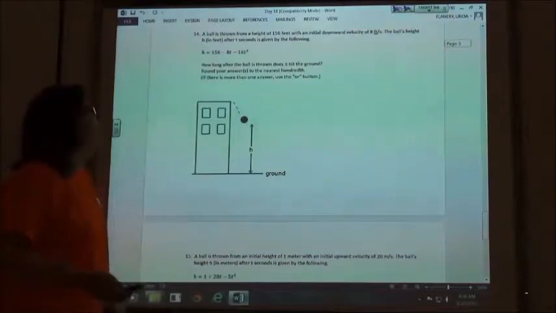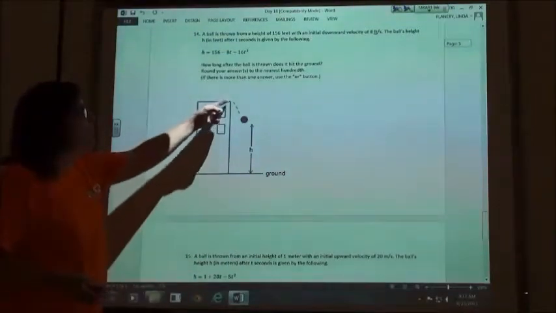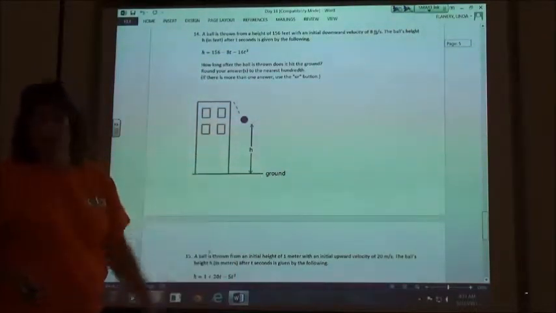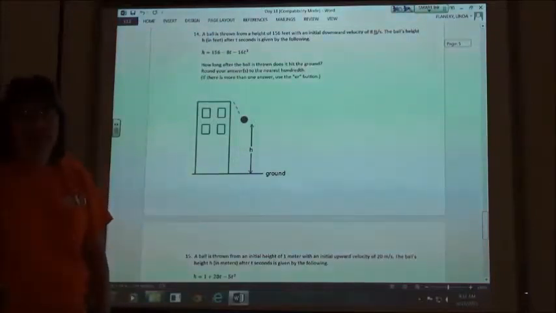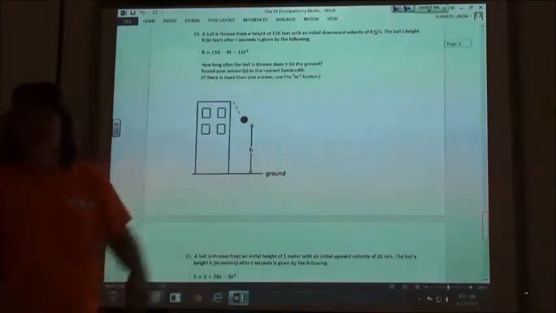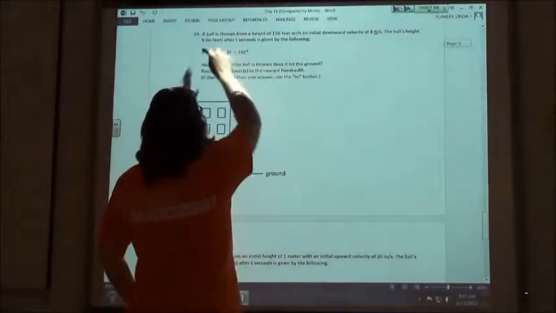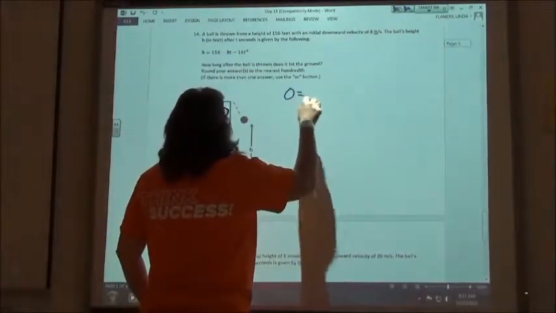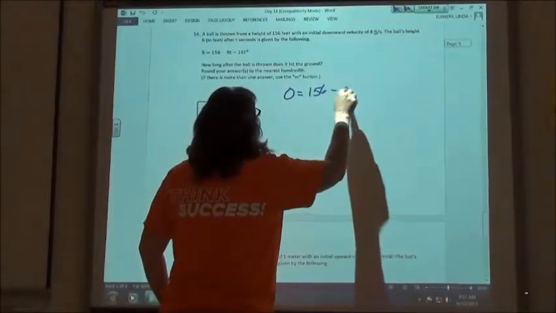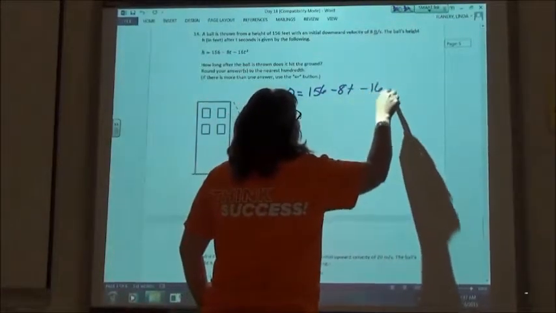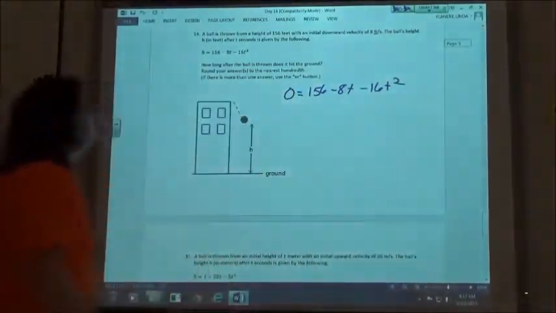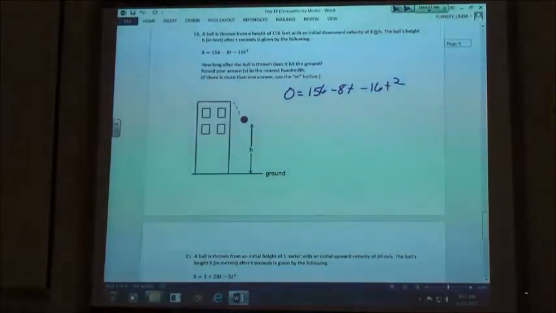Round your answer or answers to the nearest hundredth. Well, if I'm throwing the ball down and it's going to hit the ground, I'm probably only going to get one answer, right? It might hit the ground more than once if it's bouncing, but they just want to know the first time it hits the ground. So h, my height, is going to be 0. I have 156 minus 8t minus 16t squared, since I don't have to substitute anything in.